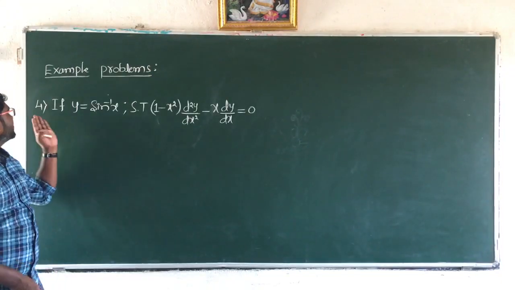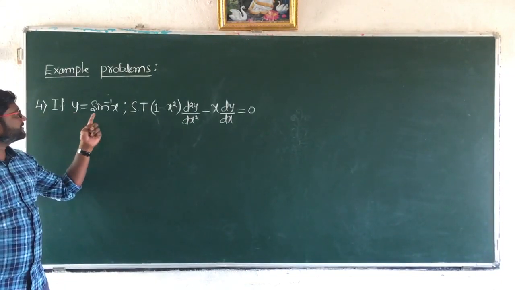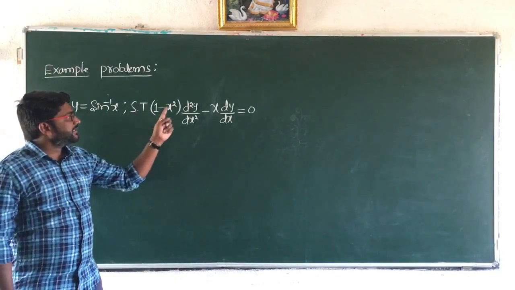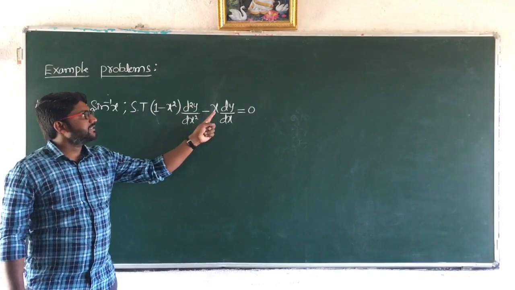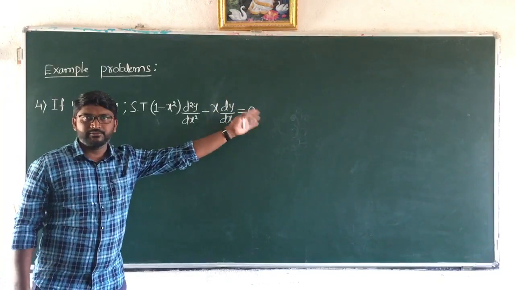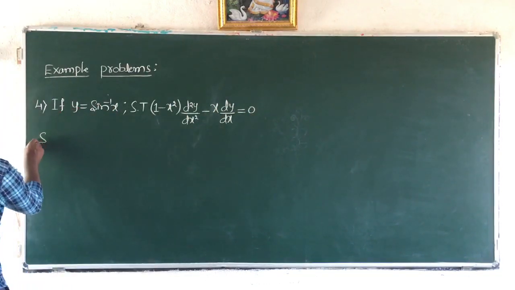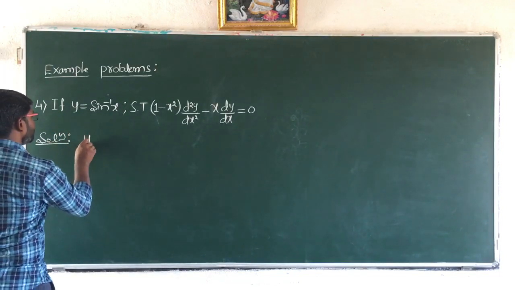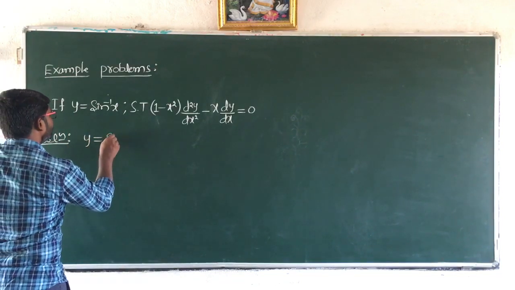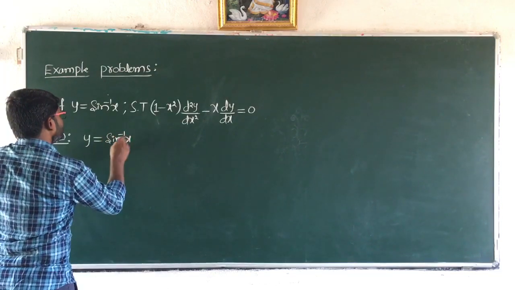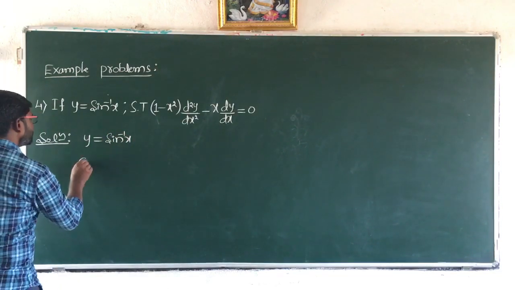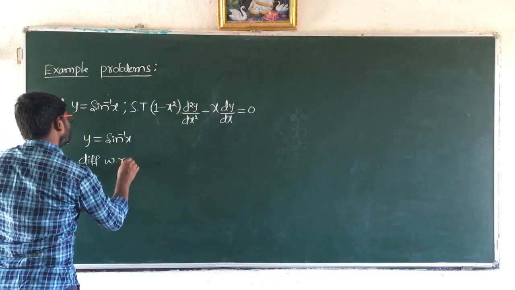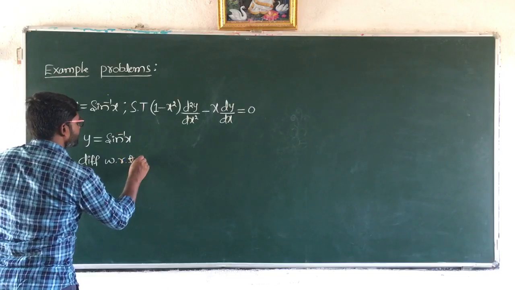Yes, so the next example problem it is, if y which is equal to sin inverse x, show that 1 minus x square d square y by dx square minus x dy by dx which is equal to 0. So now see here, y which is equal to sin inverse x. Now differentiate with respect to x.